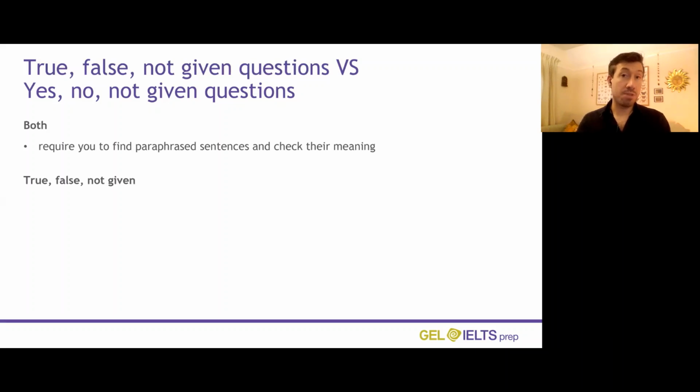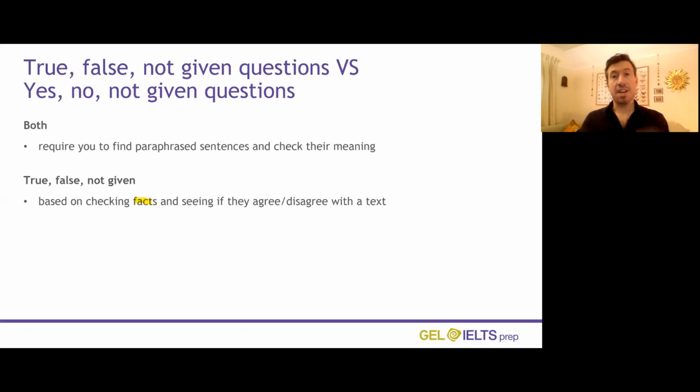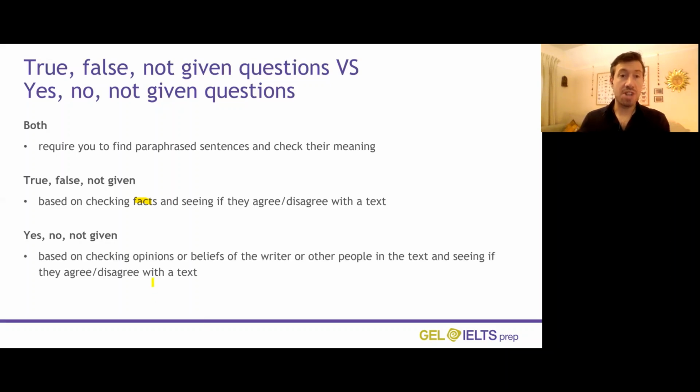Now, the difference between true, false, and not given. Well, true, false, and not given are based on checking facts and seeing if they agree or disagree with the information in the text. Yes, no, and not given is based on checking opinions or beliefs of the writer of the text and other people in the text and seeing if they agree with the text. So one is about facts, and yes, no, not given is about opinions and beliefs and comparing those.